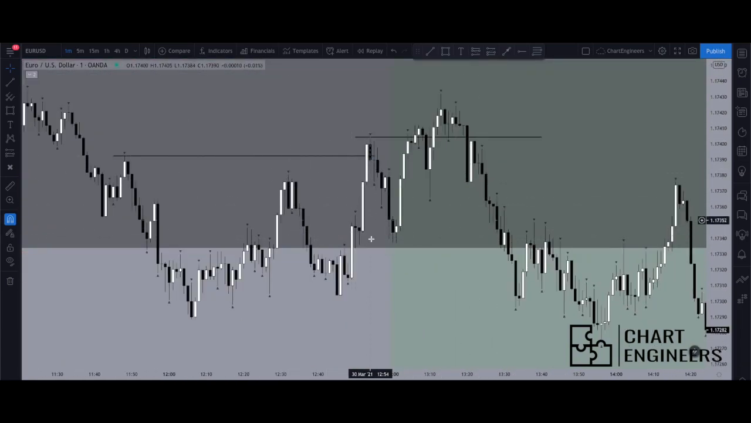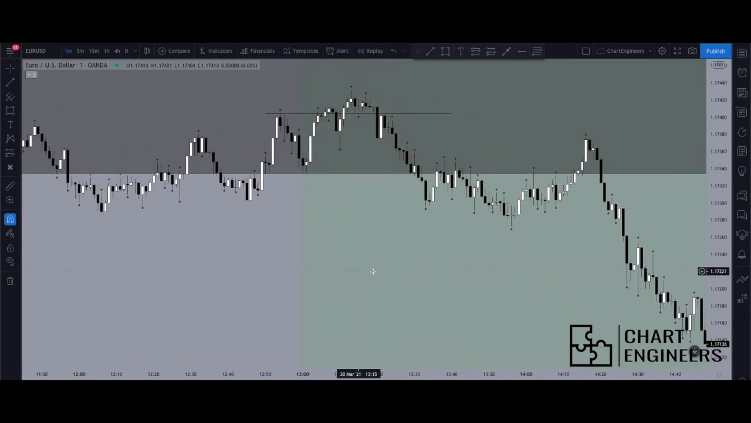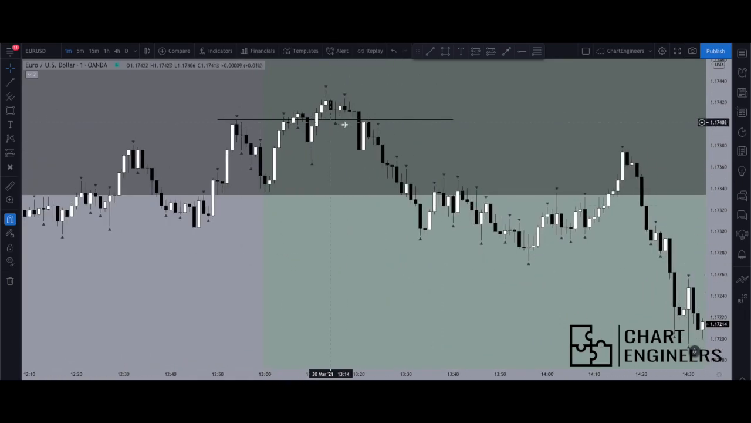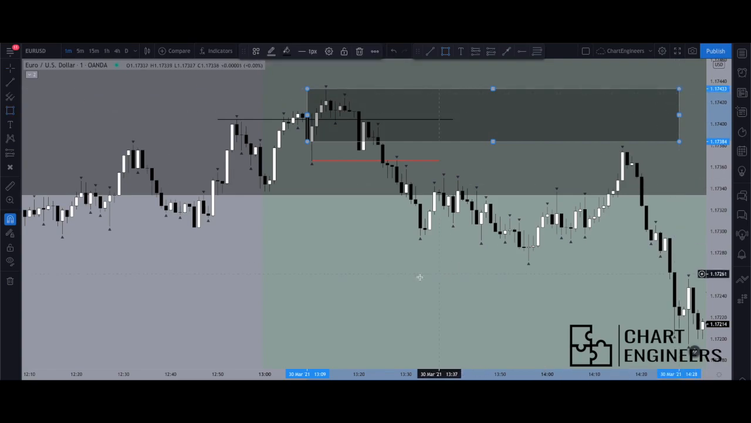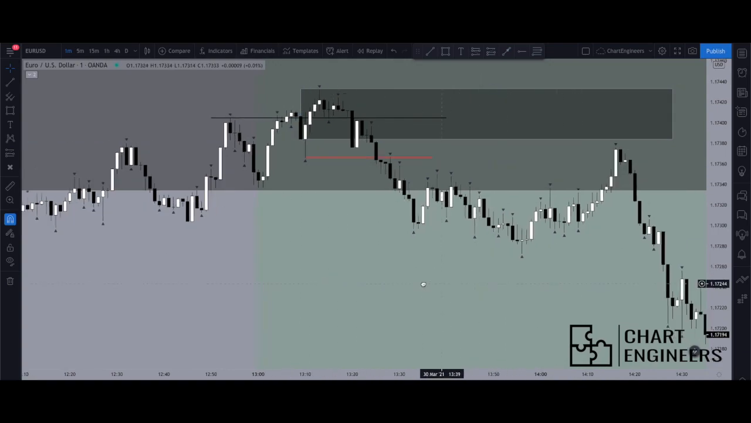So the first one's here, and our structure low is here. See that price doesn't come to it, so we can delete this one. No trade here. Over here we've got a liquidity raid. Mark out your structure break. So here is the highest point, and then your structure break to the downside. So you can mark that one out, and then you can mark out your breaker zone. And you see that once we break structure, we actually don't come back to the breaker zone, so no trade over here.